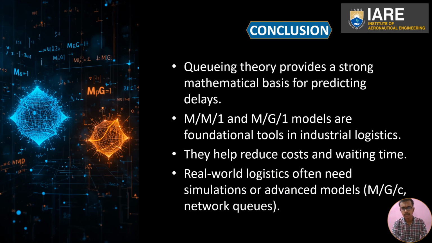Now let's finally conclude the topic. Hence, queuing theory provides a strong mathematical basis for predicting delays. MM1 and MG1 models are foundational tools in industrial logistics. They help reduce costs and waiting time. Real-world logistics often need simulations or advanced models like MGC or network queues.